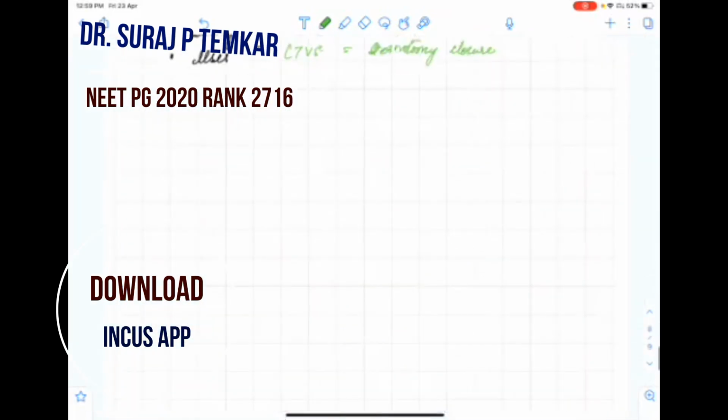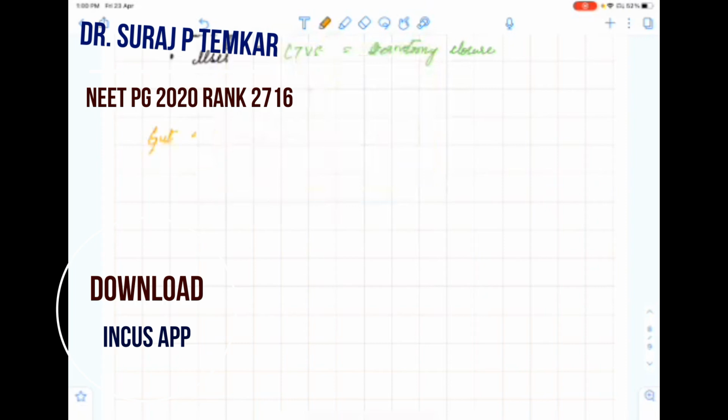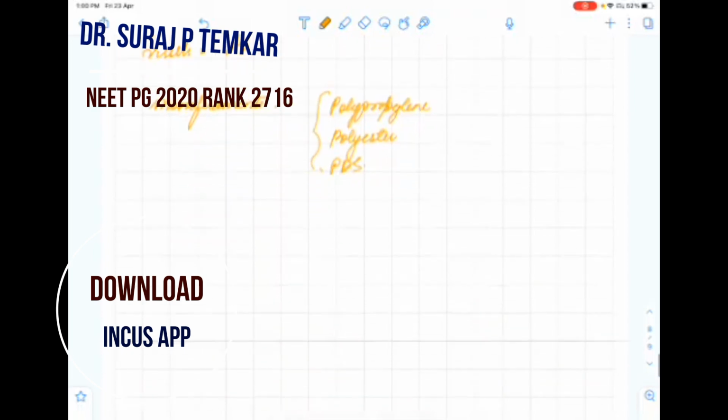And to give a quick summary, what is used for gut? Vicryl. What is used for vessels? Suture material of choice for vessels is polypropylene. And then the last, a few monofilaments. They include polypropylene, polyester, PDS. These are some of the monofilaments.